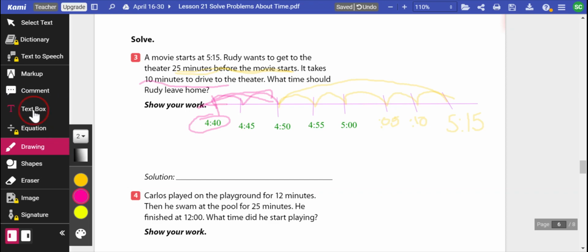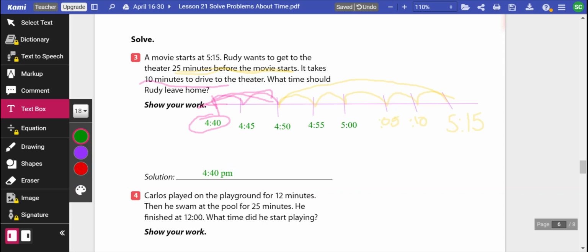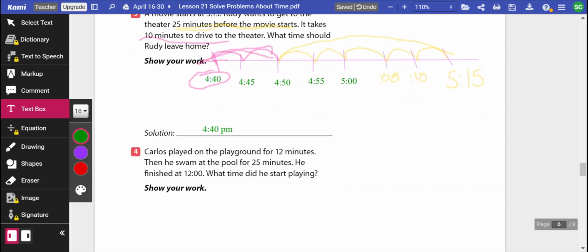And down here where it says solution, remember solution just means answer. And I'm going to still stick with 4:40 being PM because 4:40 AM would be super early in the morning, and I don't think any movie theaters would be open then.